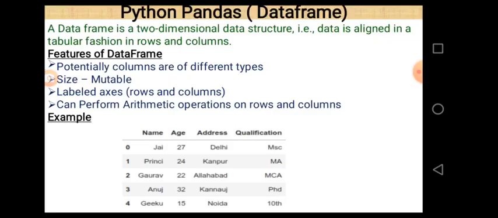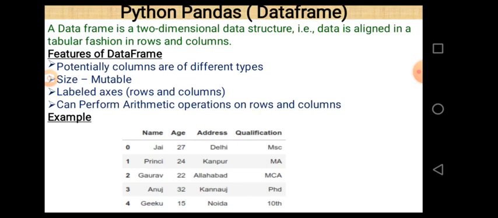A data frame is basically a two-dimensional data structure. That is, data is aligned in a tabular fashion in rows and columns. So in the previous lecture we discussed series. Series is a one-dimensional structure and data frame is a two-dimensional data structure. And what are the features of a data frame? Potentially columns are of different types. In a data frame there are many columns, or more than one column, in which all columns are of different data types.